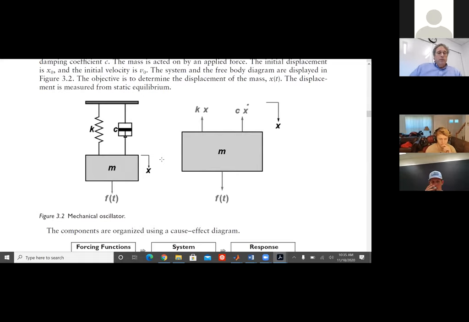You have other places. You may have actually seen this before in your high school physics or physics class. But anyway, how do you analyze? What you need to do is apply the laws of physics, that is F equals ma, to get yourself a differential equation. Now, this is a little tool that you use, a little technique. It's called the free body diagram.